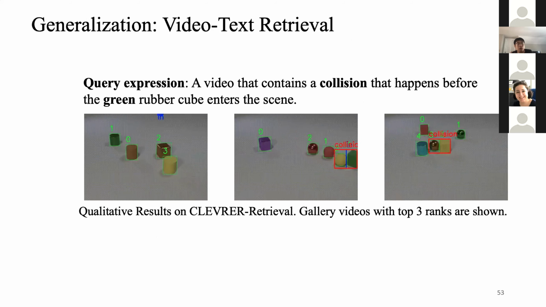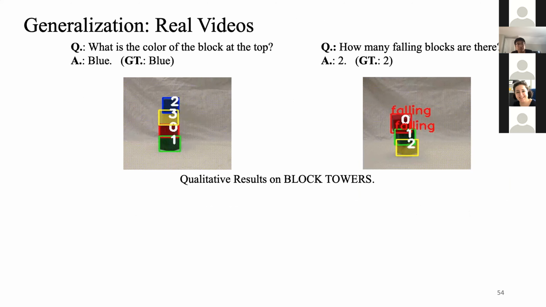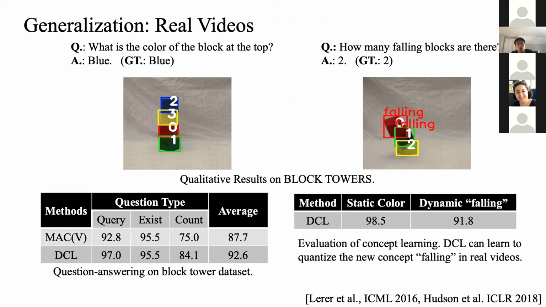How about we ask the agent to retrieve all the videos that contain one collision that happened before the green Rubik's cube entered the scene? Our model, using this kind of neuro-symbolic structure, can accurately do this task. We also show that the model can extend to learn some new concepts on real-world video. So we tested this model on a real-world Jenga tower, and the model can quickly learn the concept of falling.